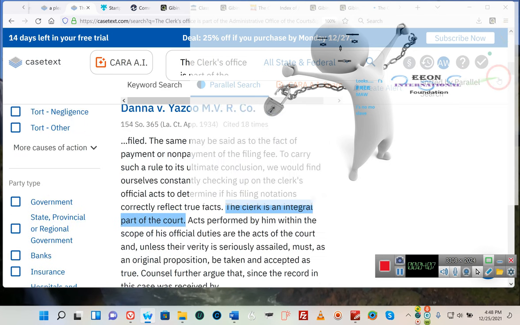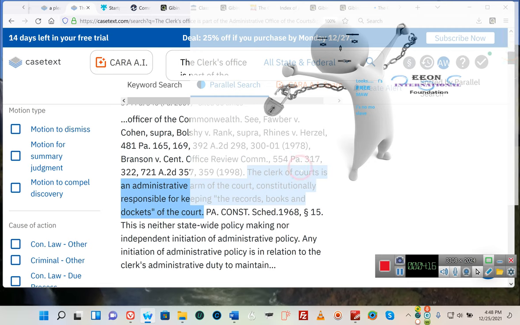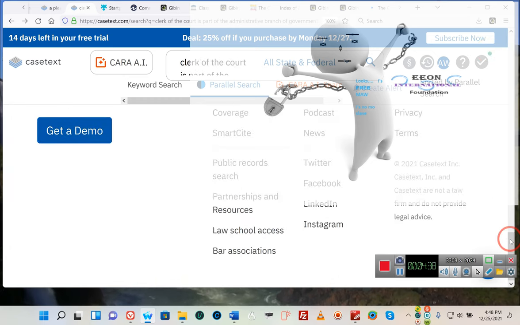Ladies and gentlemen, to show you that the courts are administrative, and they are administrative, this thing is just not giving me what I need. And I do have the voice recognition off because I've been using it. The clerk of the court is an administrative arm of the court constitutionally responsible for keeping the record books and dockets of the court. Okay, so let's go back because I do need y'all to see something because y'all going to love this. You're going to love the double talk because that's what they do out the side of their neck and out the crack of their anus because they can't do nothing else. This is how the courts operate.